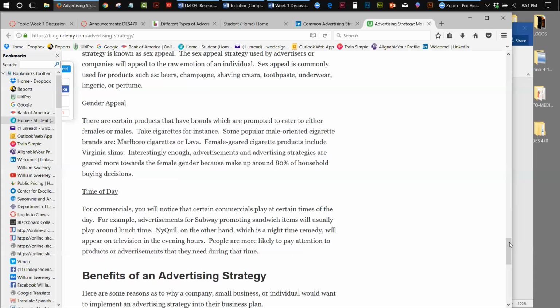Some popular male-oriented cigarette brands are Marlboro cigarettes or Lava. Don't know what Lava is. Female cigarettes, producing Virginia Slims. You know, I don't know whether they still make Virginia Slims. Probably if they make any particular cigarette for women, it would be Virginia Slims.